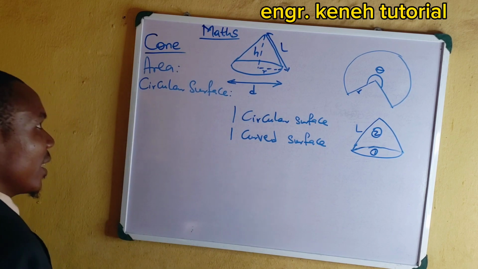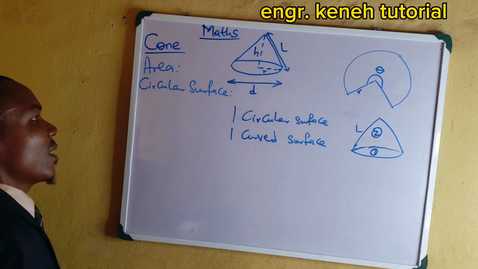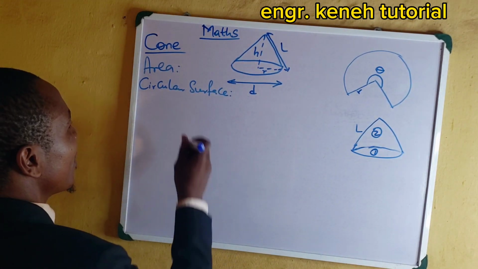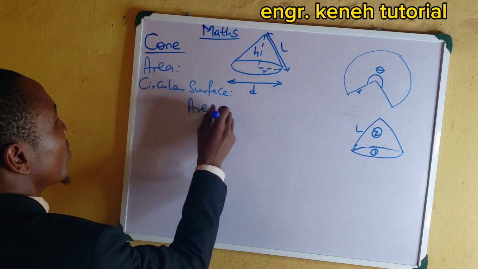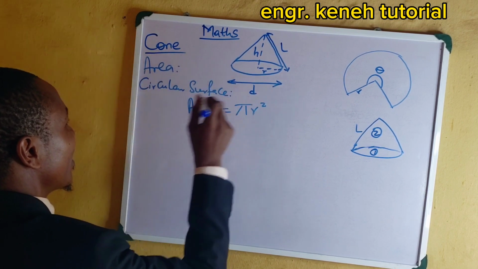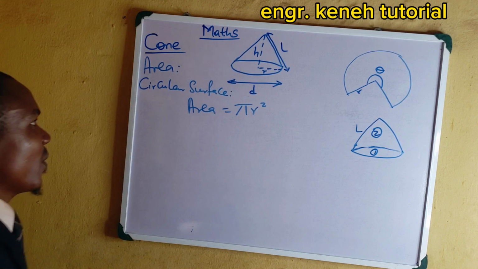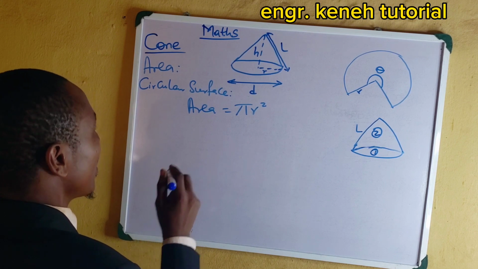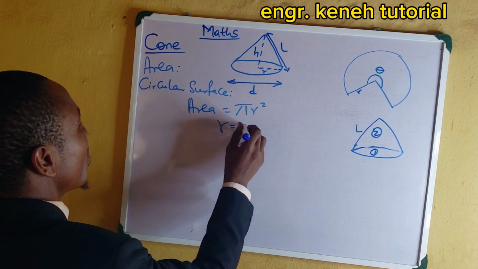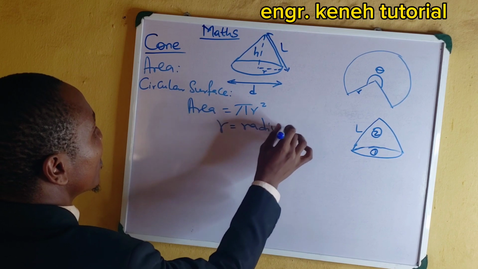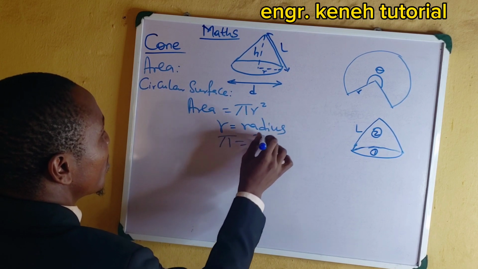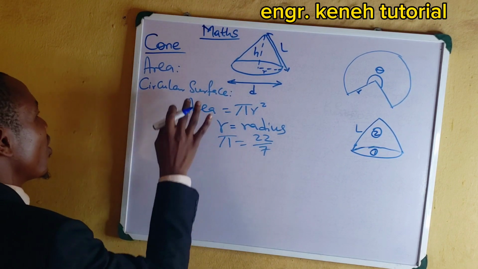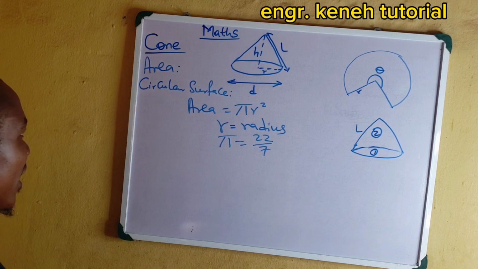If you want to calculate the area of the circular surface of a cone, it's just the area of a circle. We have the area equal to pi r squared. That is the formula for finding the area of the circular surface of a cone, where r is the radius, and pi is 22/7, like this.